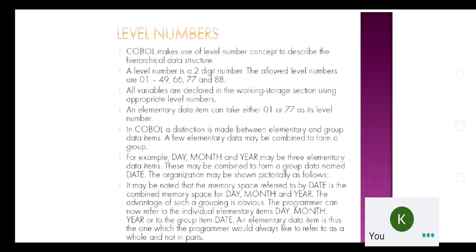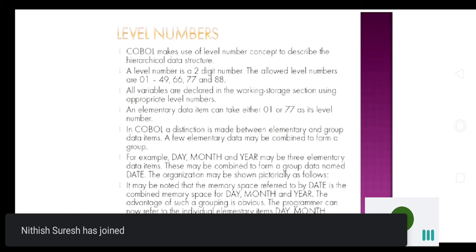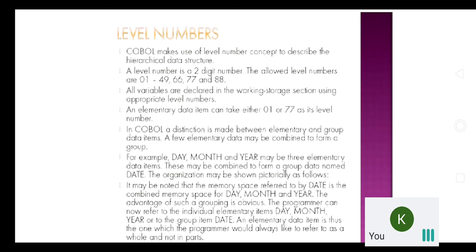The level number is going to be a 2-digit number. At most, for a level number you could use only a 2-digit number. These are the allowed level numbers that we could use. The allowed level numbers are from 01 to 49, so 01, 02, up to 49 you could use as a level number. Other than this, you could use three more level numbers: 66, 77 and 88.